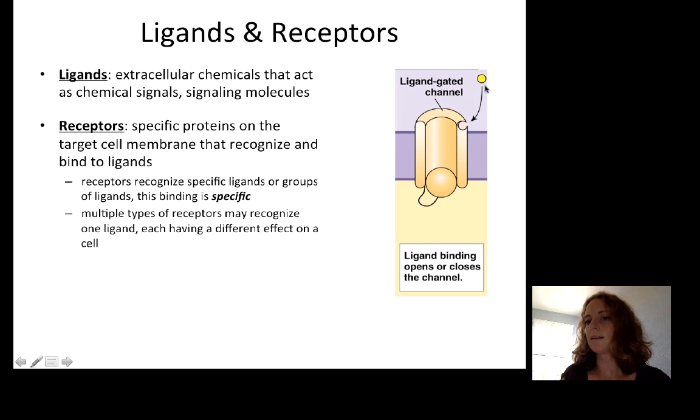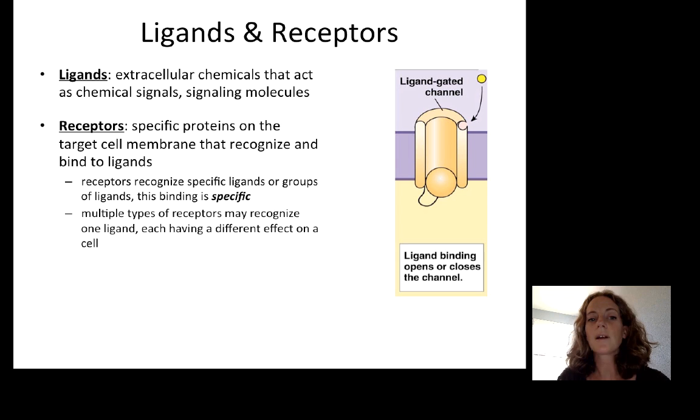Sometimes you could have a ligand affect one cell because it's bound to a particular type of receptor that will make the first type of changes in that cell. Or that same chemical on a different cell may interact with a different receptor that will make a whole different set of changes. So there are multiple possible receptors in many cases that can recognize one specific ligand, each having a different effect on a different subset of cells. So the possibilities here are huge.